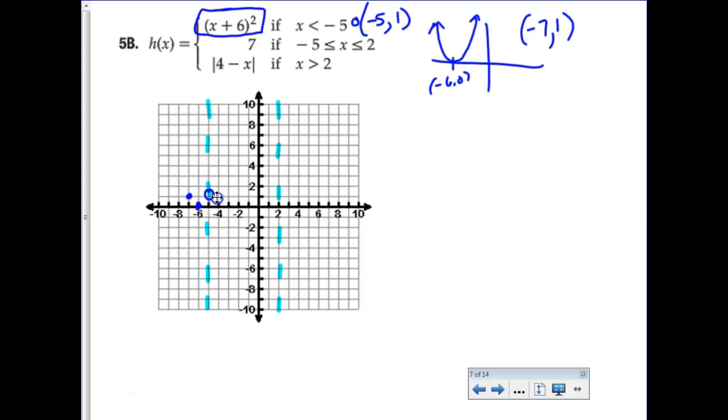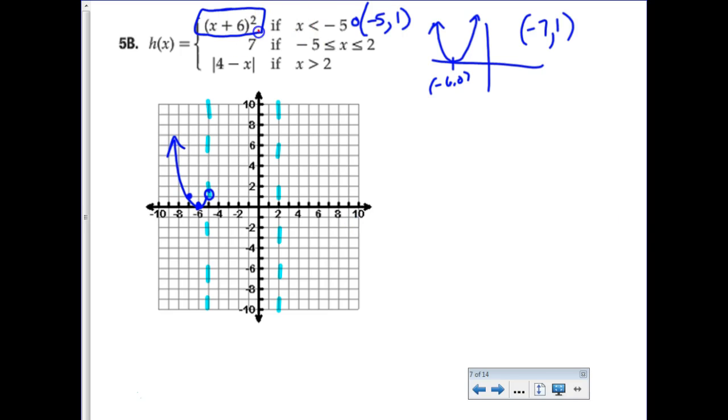But remember, you guys told me this was a parabola shifted to the left 6, so make sure that what you're about to graph looks like that. But it's not the whole parabola, it's just part of it. I nailed that. Look at that. That's good. Go me.